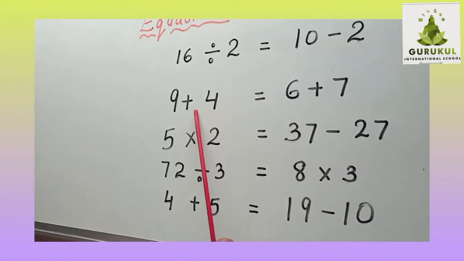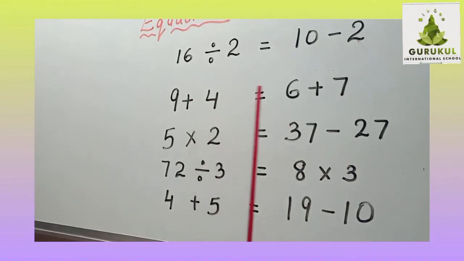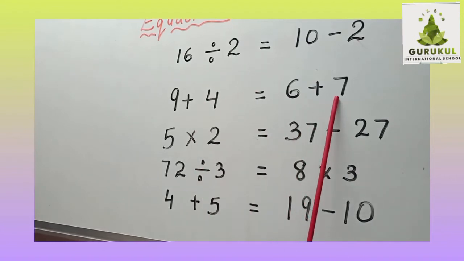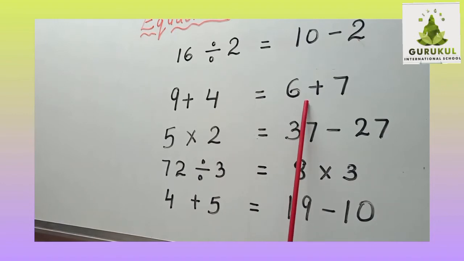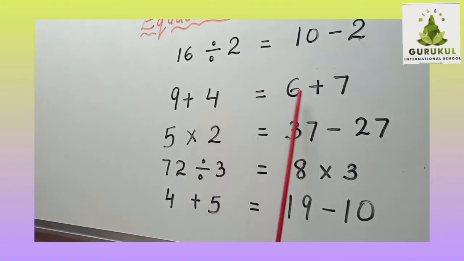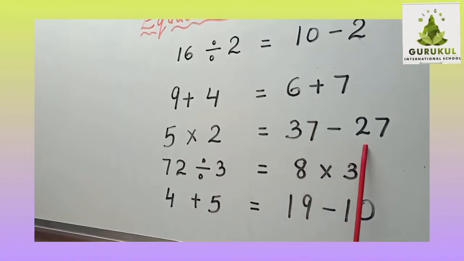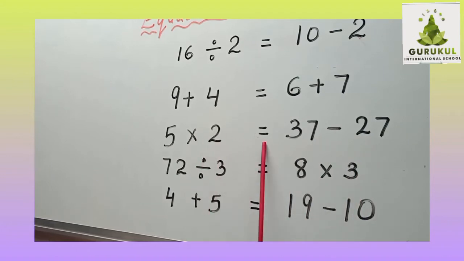In the same way, 9 plus 4 is 13. So you can equate the left hand side of both the equations, because their right hand sides are equal, 13 and 13. So these two are also equal. 5 2s are 10 and 37 minus 27 is also 10. So you can write this way.